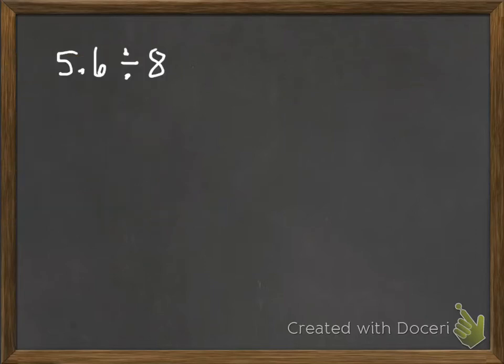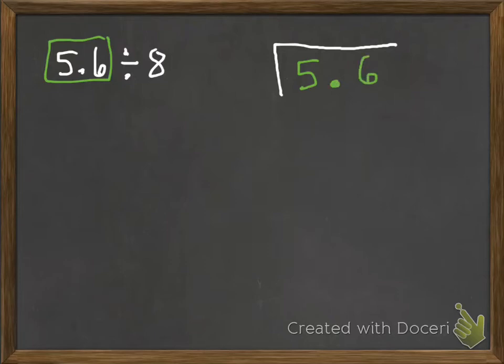We have 5.6 divided by 8. Let me draw my fraction bar here. The first number goes inside the house. That is our dividend, 5.6. The second number is our divisor, so let's put the divisor on the outside. The first thing I want you to think about is that we're dividing by a whole number, which means we can bring the decimal straight up.